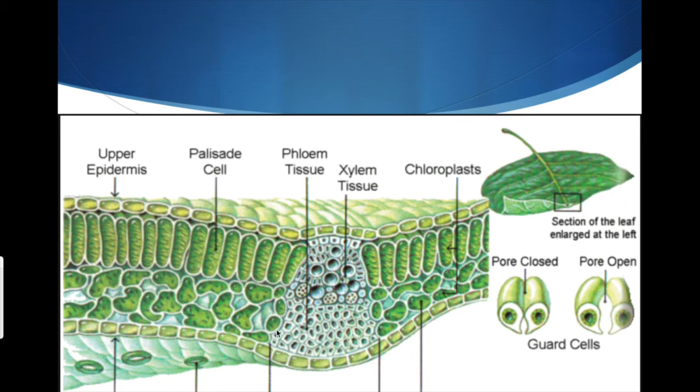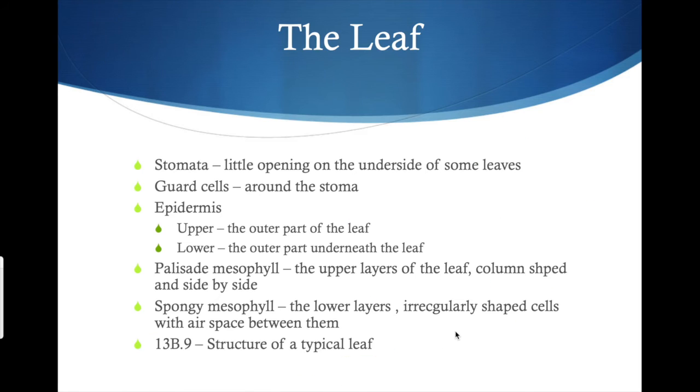This is the vascular tissue. All right, you've got the epidermis, the upper epidermis. Okay, you see the stoma, these holes. Very important to understand the leaf. Stomata are the little openings on the underside of some leaves, also known as the stoma. Guard cells are around the stoma, okay?